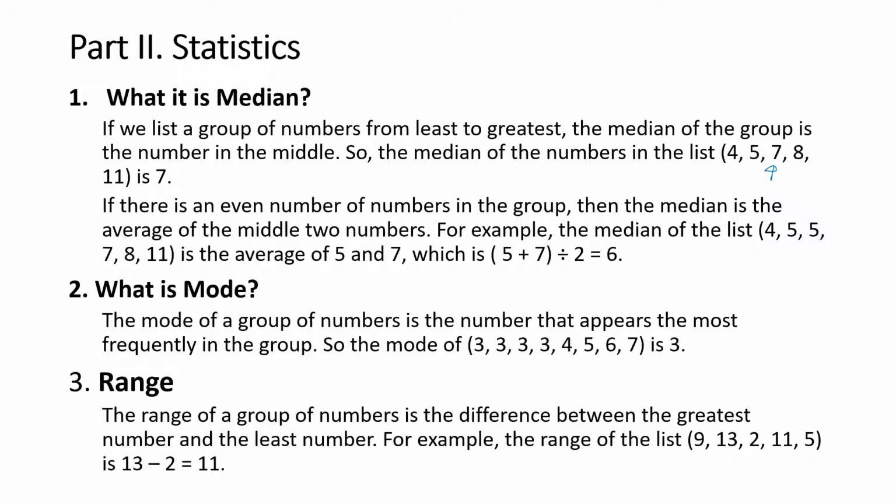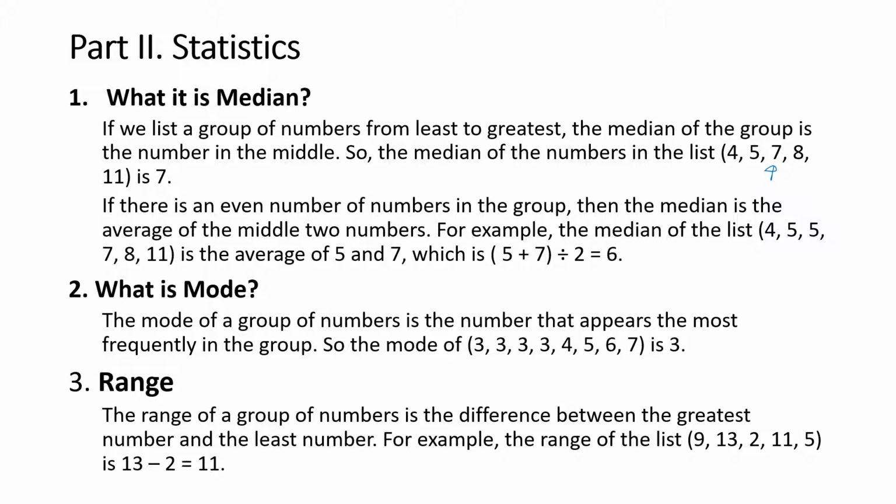If there is an even number of numbers in the group, then the median is the average of the middle two numbers. For example, we have 4, 5, 5, 7, 8, 11. So we have 5 and 7 in the middle. So the median would be 6.